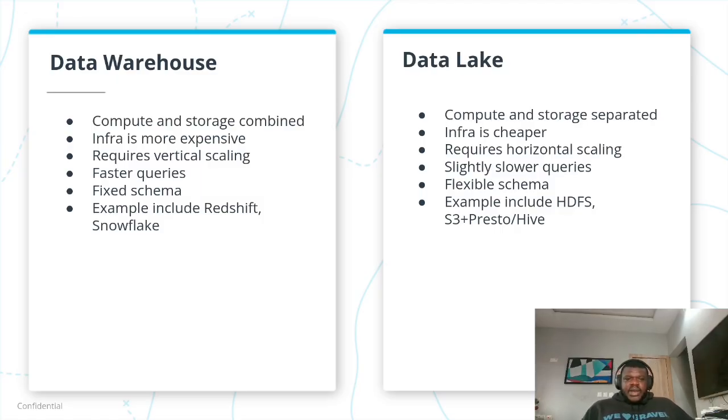And for data warehouses, you have Redshift, Snowflake. With a data lake, you have HDFS, S3, and the compute layer being Presto and Hive. So Presto and Hive is the compute layer. The HDFS and S3 is the storage layer that works hand in hand to process your data and provide access.